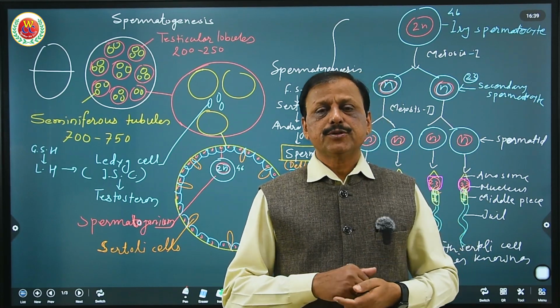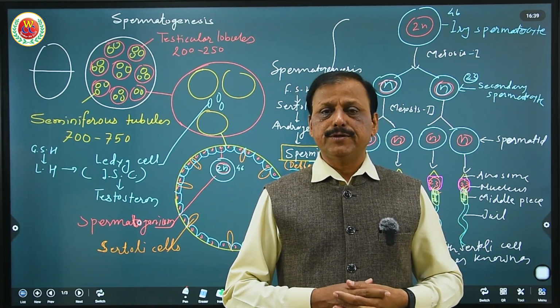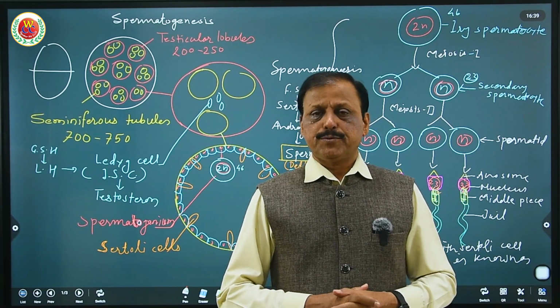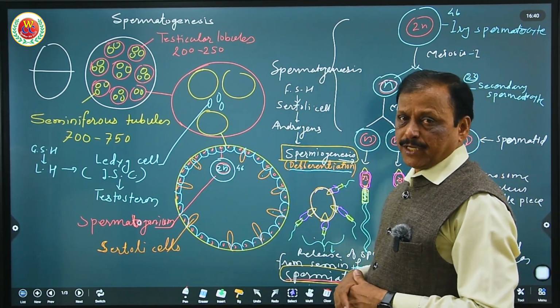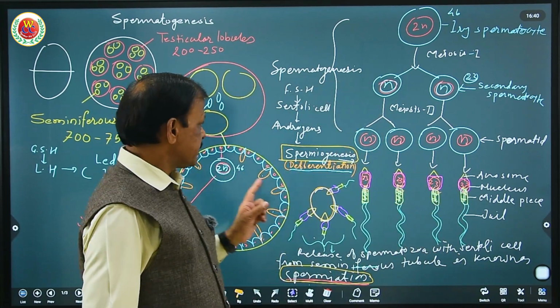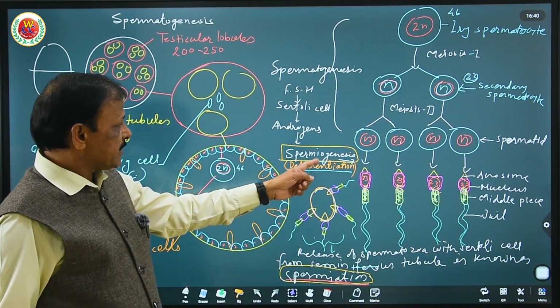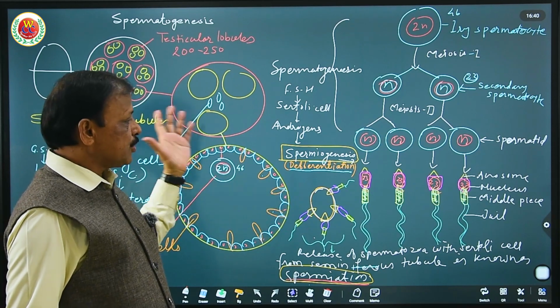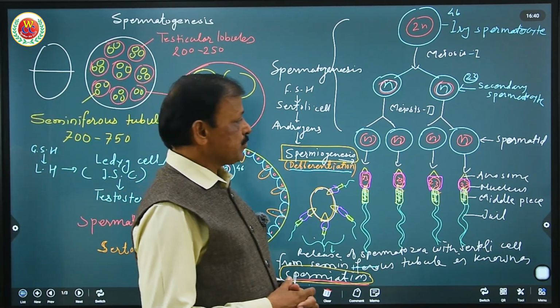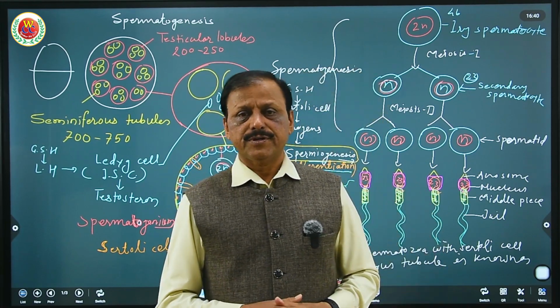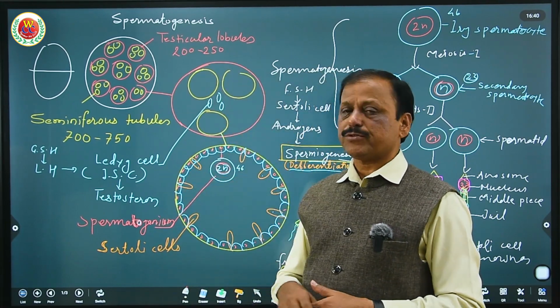Now a question can be asked for 5 marks: briefly explain the process of spermatogenesis in male with a labelled diagram. Also, questions can be asked in the NEET exam regarding spermiation, spermiogenesis, and the hormonal control over them. So related questions can be asked in NEET. Please get ready for all kinds of questions that may be asked on this topic.